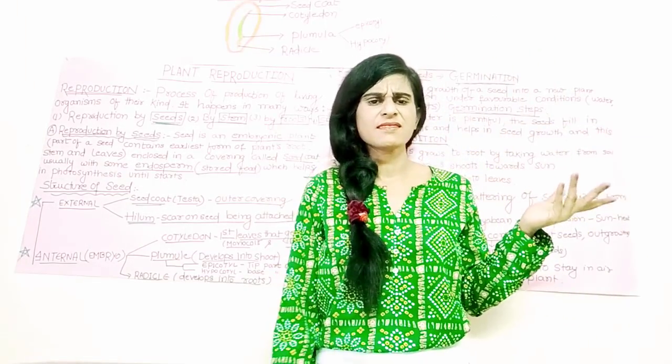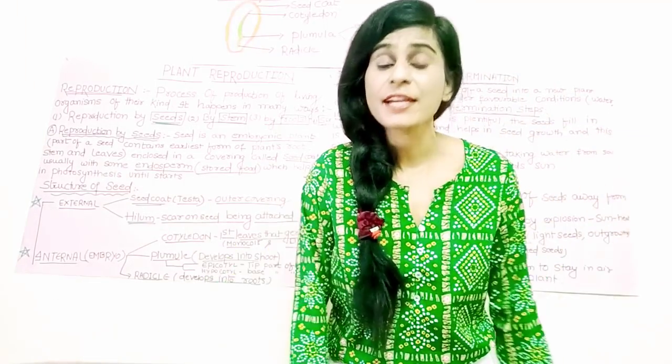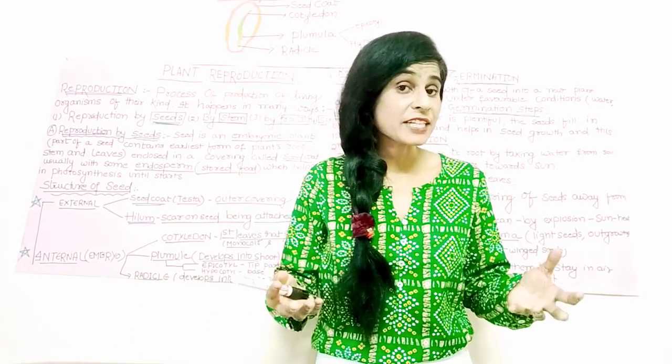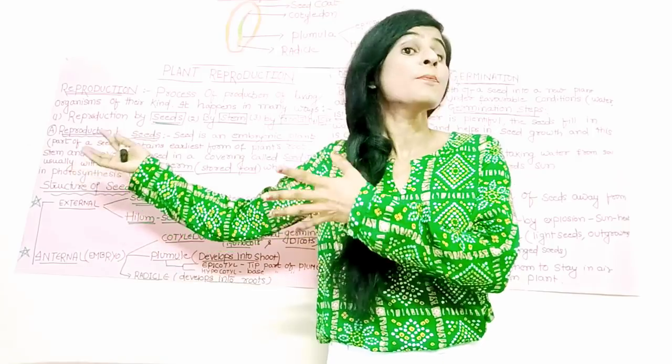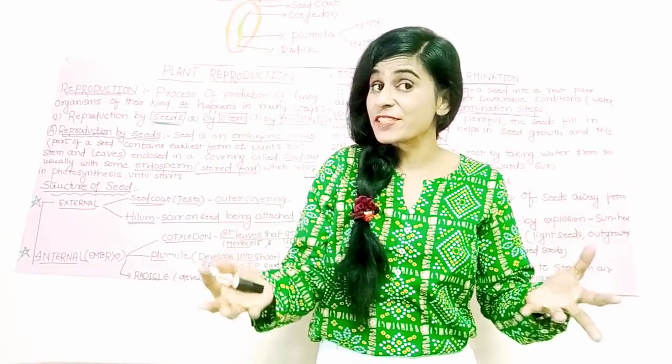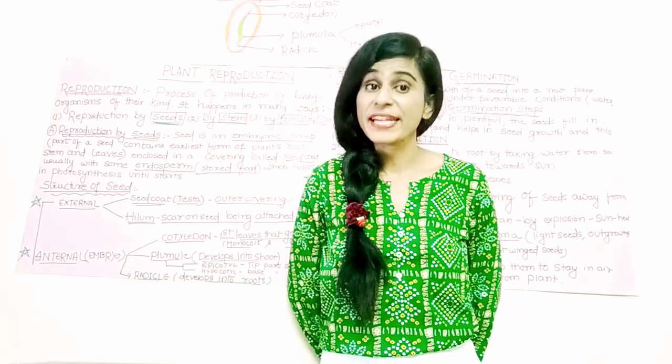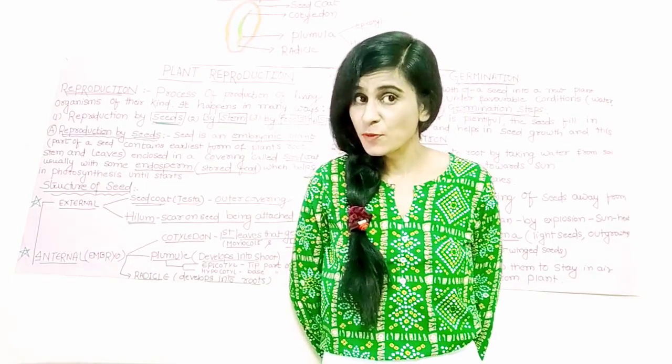R-A-D-I-C-L-E. Radicle. What is radicle? The part of the seed which will develop into a root. Yes. And the part of the seed which will develop into a stem is called plumule. And the part of the seed which will grow into a root is called radicle. Understood, my dear children? Shall I repeat once more?